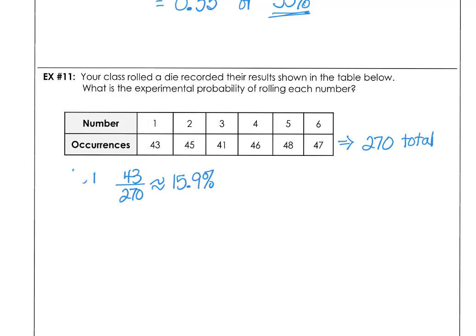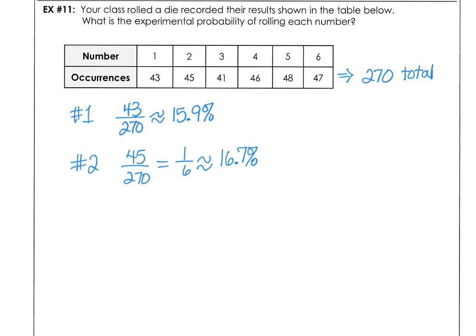To roll the number 2 is 45 out of 270, which is 1/6 of the time, or about 16.7%. Rolling a 3, we got 41 out of 270, and that's roughly 15.2%. So you can see they're all really close to the same percentage on a fair die.